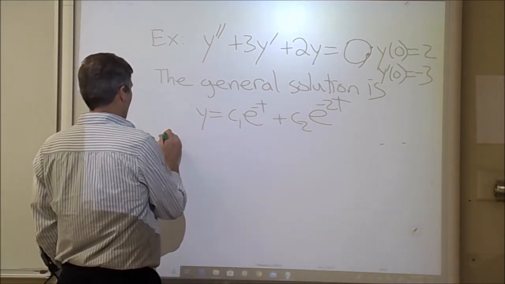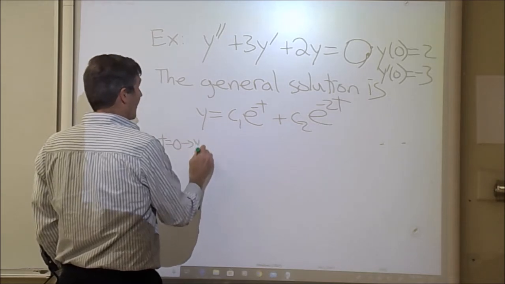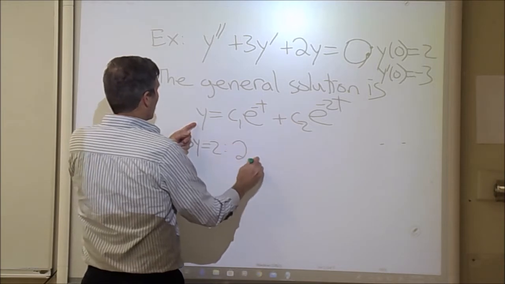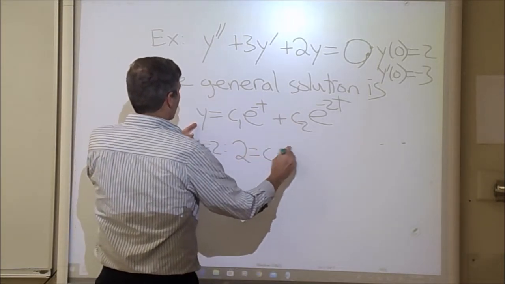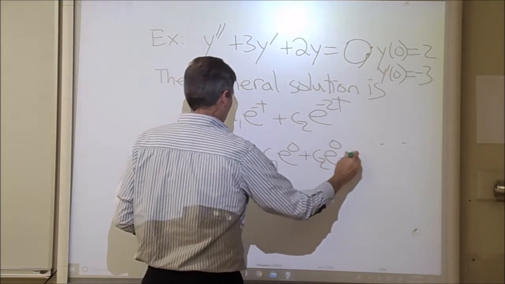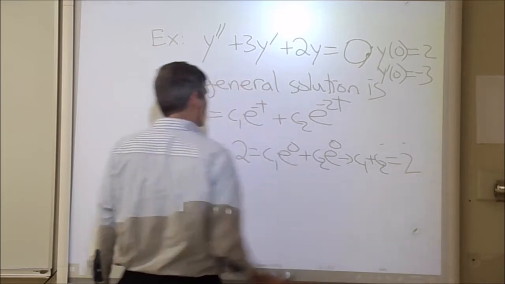The first one says when t equals 0, y equals 2, and so we put 2 in for y, times c1 e to the 0 plus c2 e to the 0 says that c1 plus c2 equals 2.